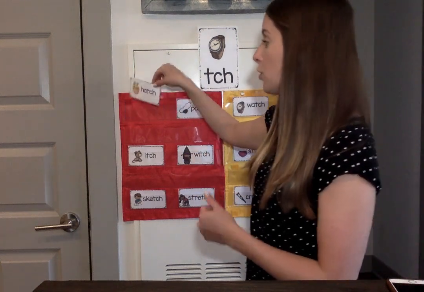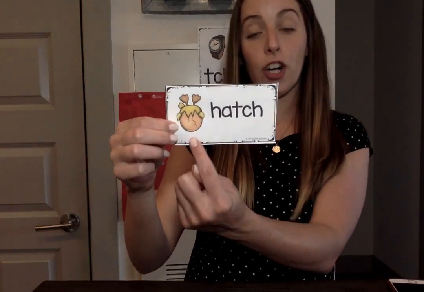So let's take a look at some other examples that have that TCH at the end of the word. As always, I want you to try and come up with your own examples, but I already have some that we're going to review first. So let's take a look at our first example that we have here. It is a picture of a little chick coming out, and we call that hatch. Hatch is our first word.